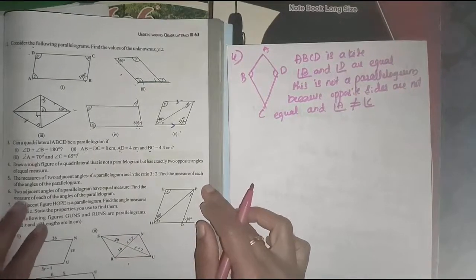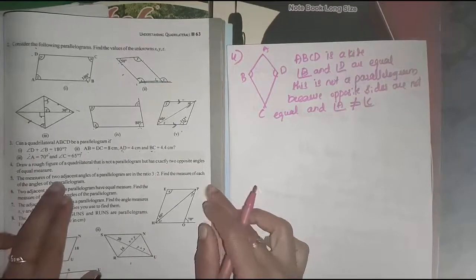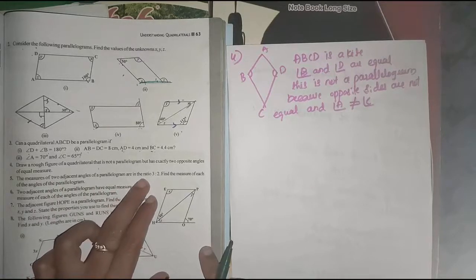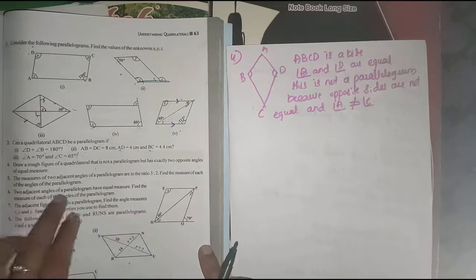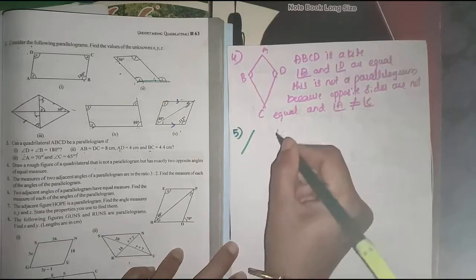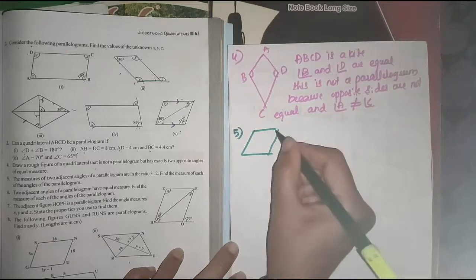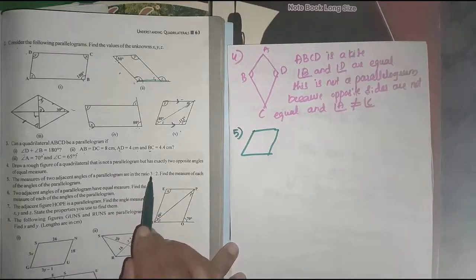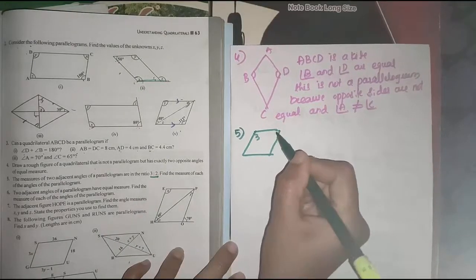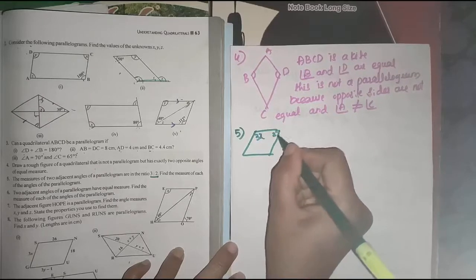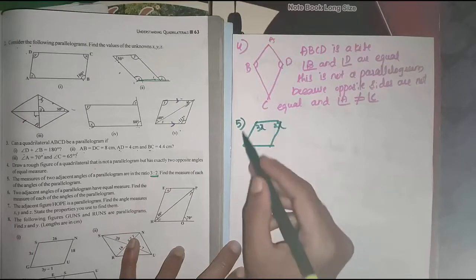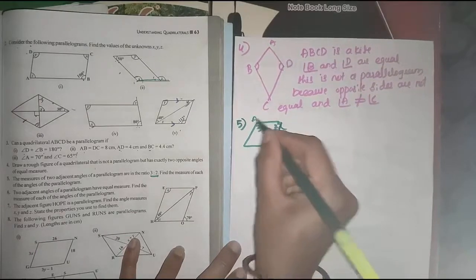Then here, the fifth question is: the measure of two adjacent angles of a parallelogram are in the ratio 3:2. Find the measure of each of the angles of the parallelogram. See, they have given a parallelogram diagram. Here the adjacent angles are in the ratio 3:2. I take this as 3x and this is 2x. Then we need to find the measure of each angle, that is angle A and angle B.